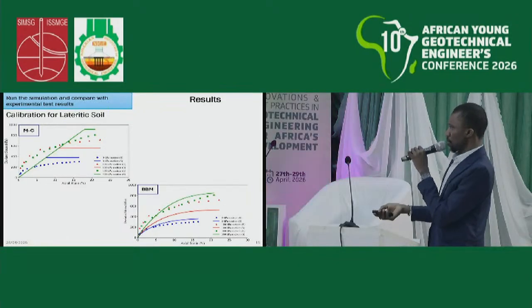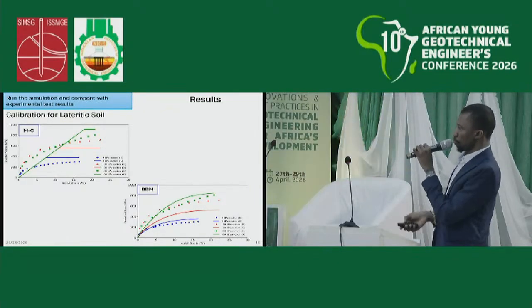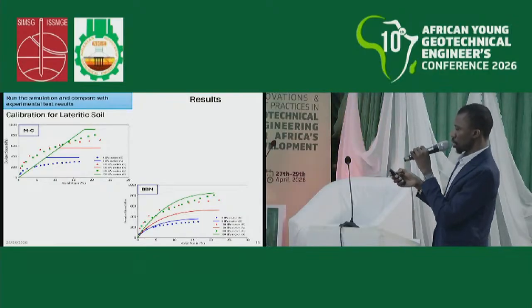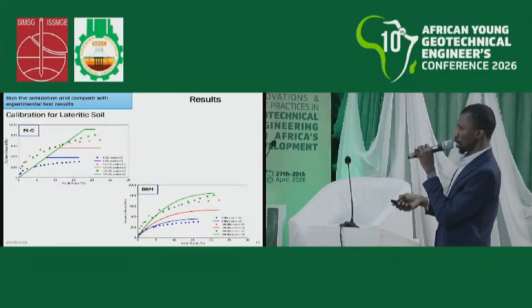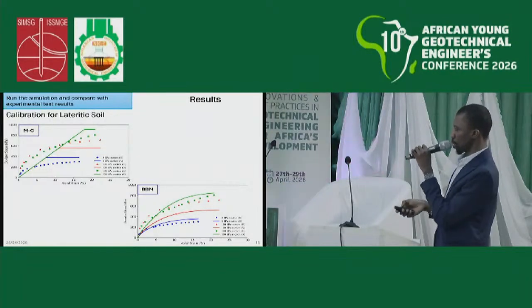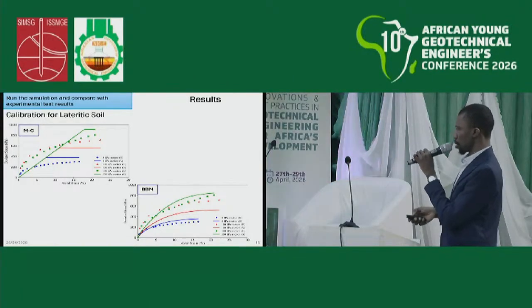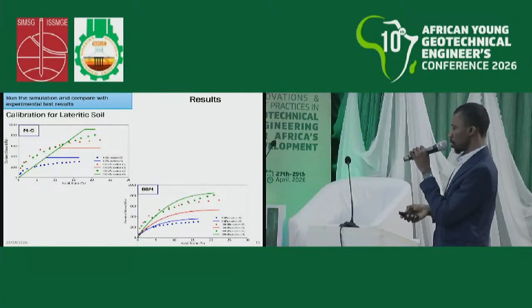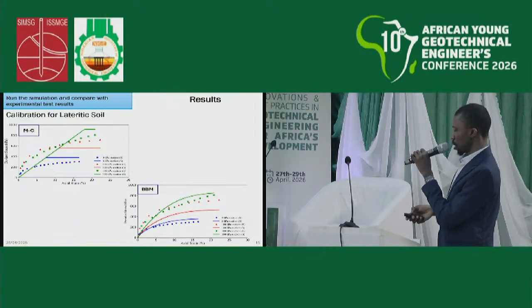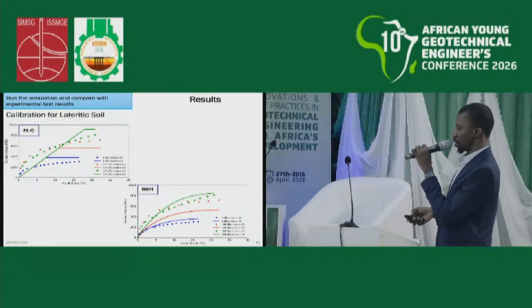Going forward now, this is the outcome of my calibration. After obtaining the model parameters, I simulated this in Plaxis, and this is what the Mohr-Coulomb model gave, and this is also what the Barcelona Basic Model gave. If you look at the two models, you can see that the Barcelona Basic Model is very good at predicting the behavior of the soil, especially the nonlinear behavior of the soil, as well as the increase in shear strength with suction.